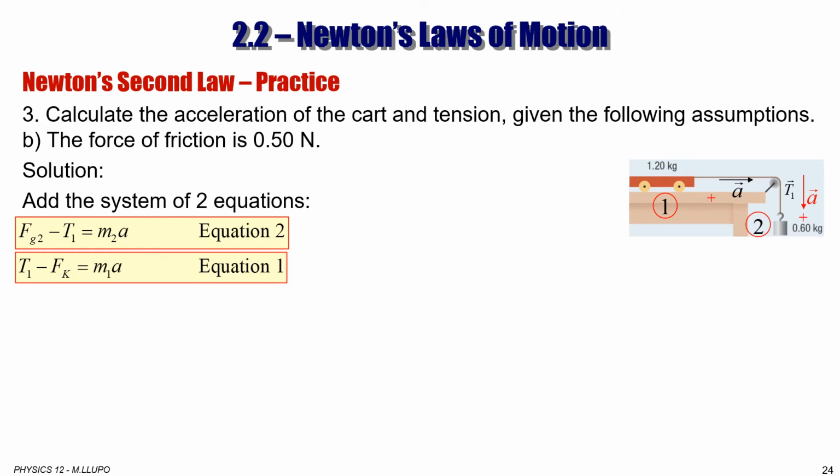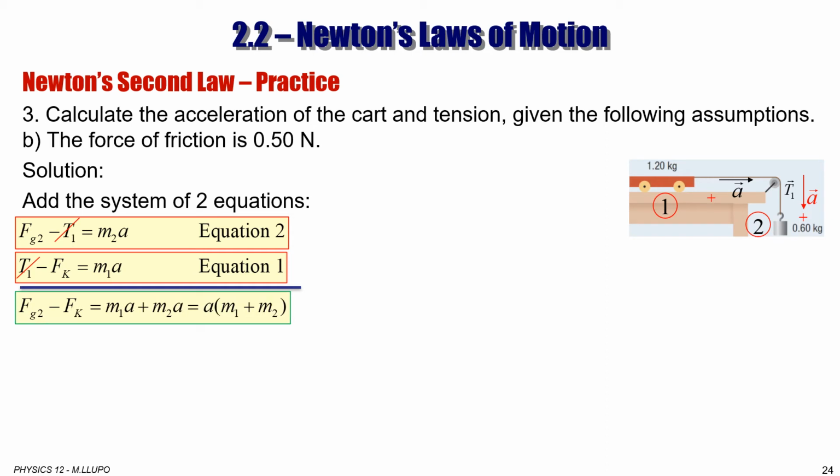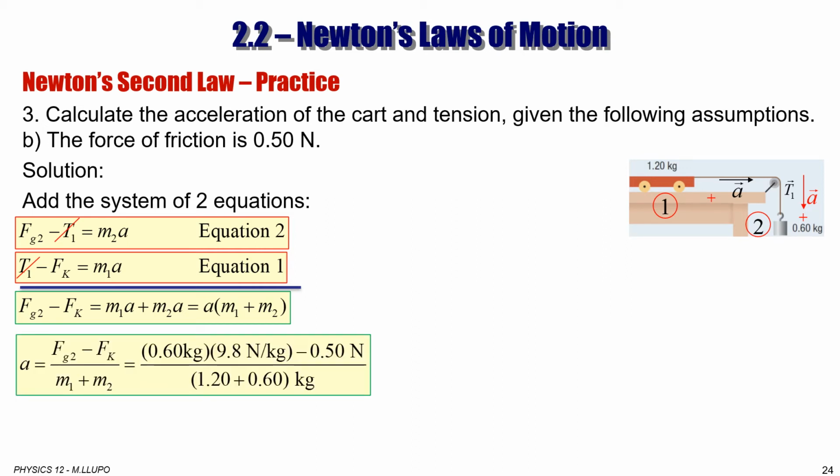And the last step would be we add the system of two equations. You see that T1 will cancel. On the left is Fg2 minus Fk. On the right is m1a plus m2a. We factor a and we solve for a. So it's Fg2 minus Fk divided by m1 plus m2. We plug numbers into that formula and we find acceleration is 2.99 Newton per kilogram, or meter per second squared.